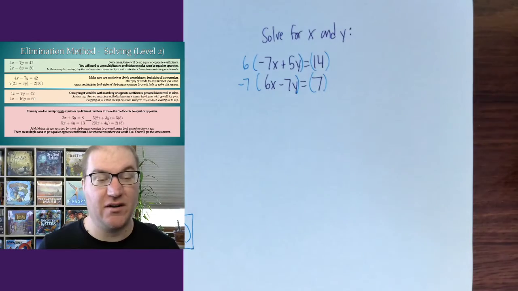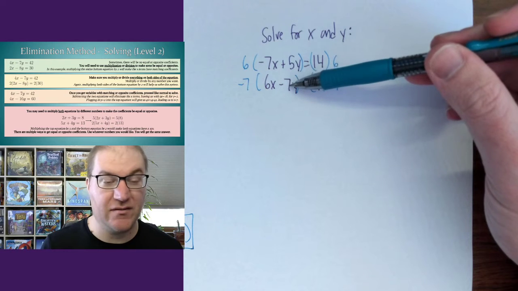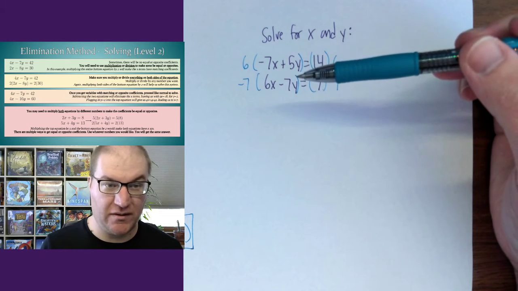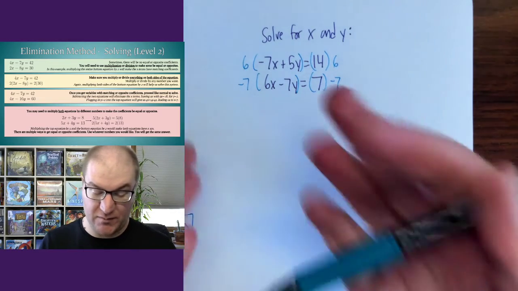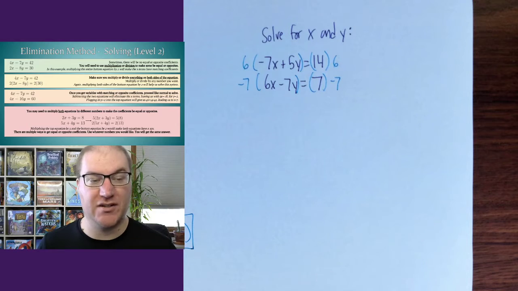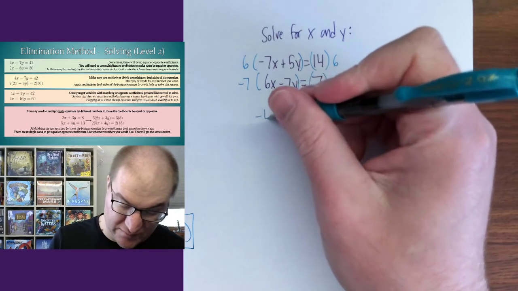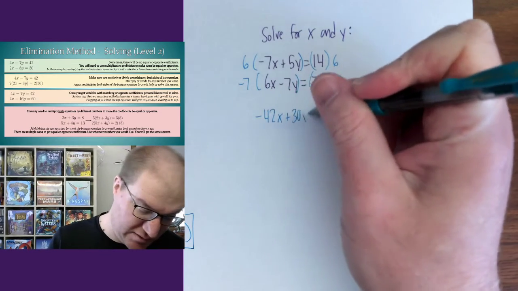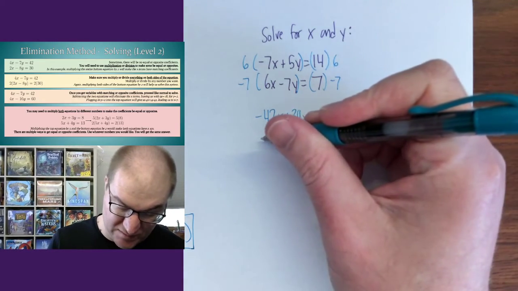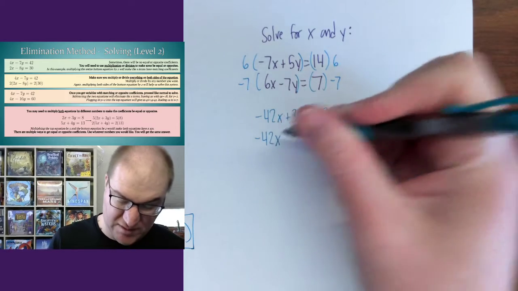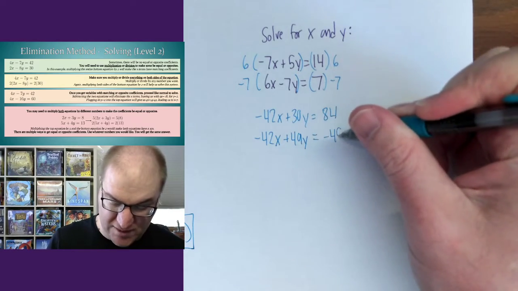This isn't the only way to solve this problem. You could have picked other numbers, right? You could have picked negative 7 and 5 for this one. It doesn't have to be the numbers that I picked here. As long as when you're all done, when you go to solve, the coefficients are matching or opposites, it's okay. You can pick whatever numbers you want. So this one would give us negative 42x plus 30y equals 14 times 6 is 84. And this one's going to be negative 42x plus 49y equals negative 49.